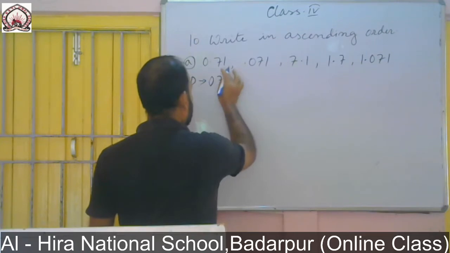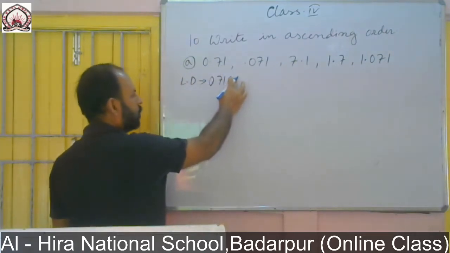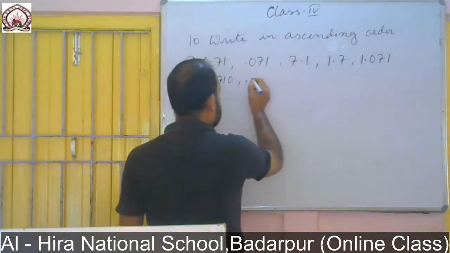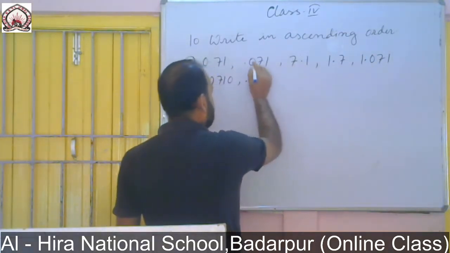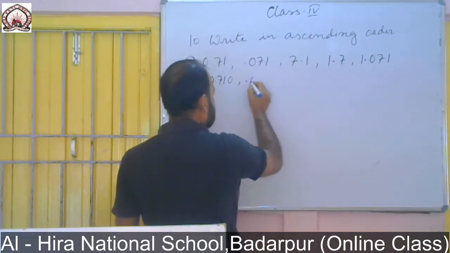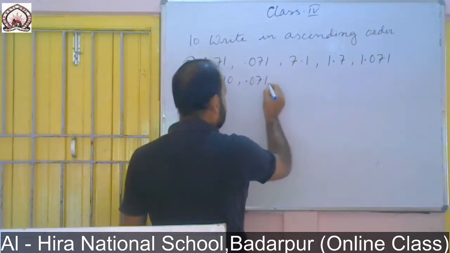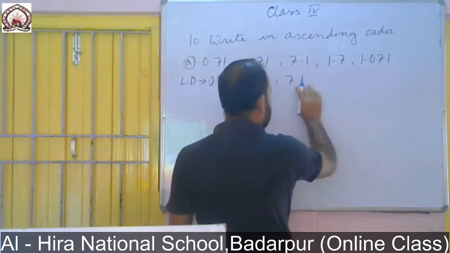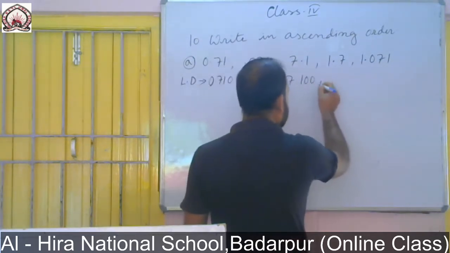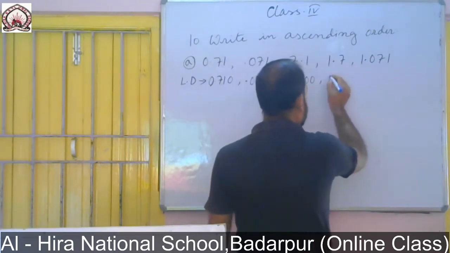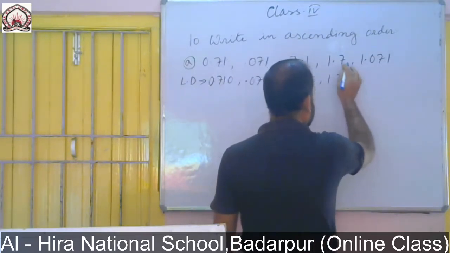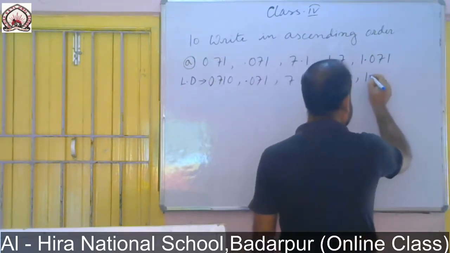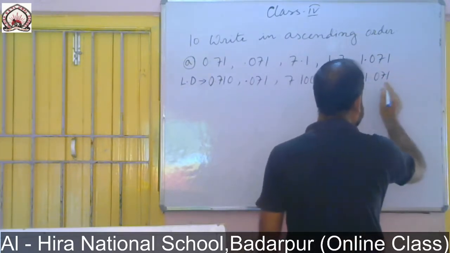0.710, we add 0 to make like decimal. Next, 0.071 already has 3 digits, so it remains the same. 7.1 has only 1 digit, we add 2 zeros. Next, 1.7 has only 1 digit, we add 2 zeros. Then here 3 digits are there, so it remains the same.